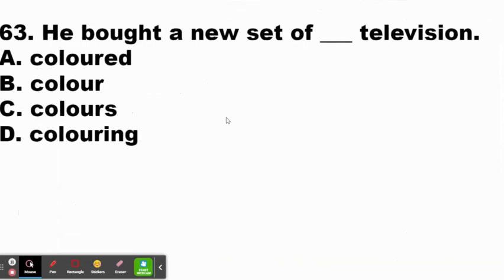63. He bought a new set of dash television. A, colored. B, color. C, colors. D, coloring. Now, option B is correct, color. Some people would always say colored television. No, that is incorrect, because when you are talking of colored television, you are looking at a physical television set that is painted, that is colored, but that's not what this is about. This is color television.